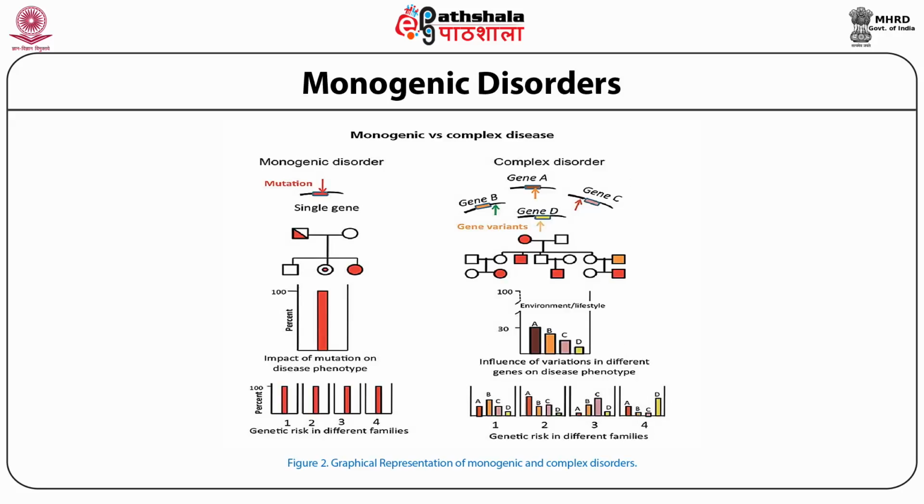Now, from this figure, monogenic versus complex disease, when we look at monogenic disorders, the mutation is taking place on a single gene, whereas in complex disorders, many genes are involved, gene A, B, C, D, right? When we study the impact of mutation on disease phenotype and then see the genetic risks in different families, it comes to almost the same. Whereas in the complex disorder, it is very interesting to see the influence of variations in different genes on disease phenotypes. The environment or the lifestyle makes the genetic risks clearly different in different families.